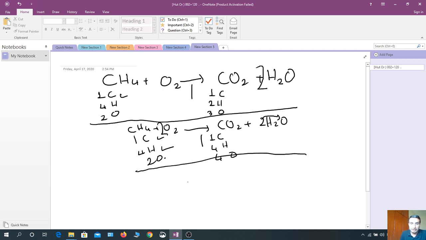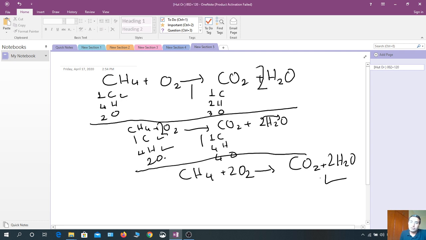So my chemical equation can be balanced by putting coefficient 2 in front of oxygen and of course coefficient 2 in front of water. So that's all. You can find many chemical equations like this and you can answer them.